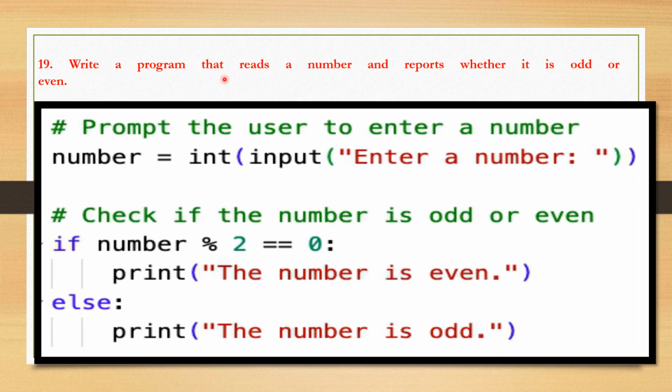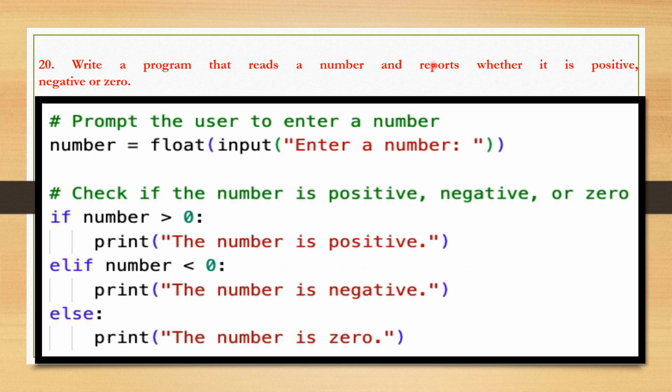The next program is to read a number and report whether it's an odd number or an even number. Here we prompt the user to enter the number and check if it is divisible by 2. If entirely divisible, the number is even, else the number is odd. The next program is to read a number and report whether it's positive, negative or 0. First enter the number and then check if it is greater than 0. So it's positive; less than 0, so negative; else the number is 0.